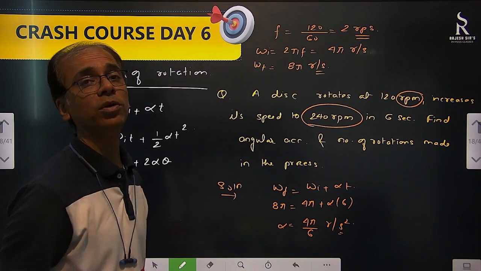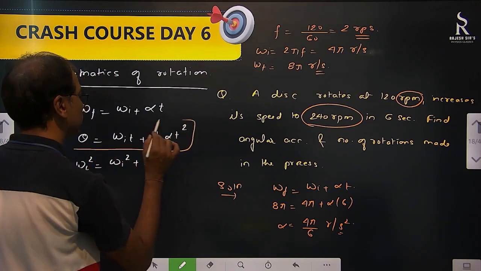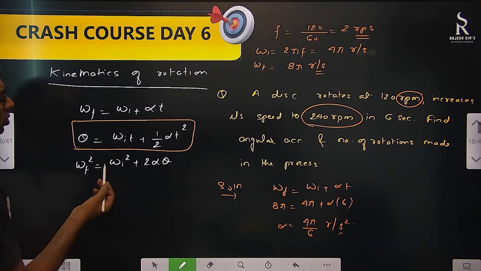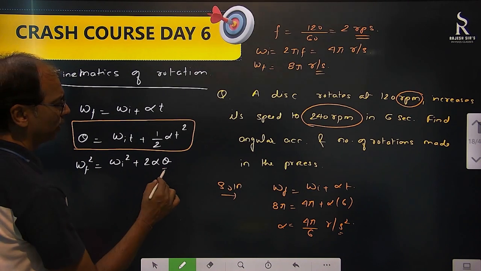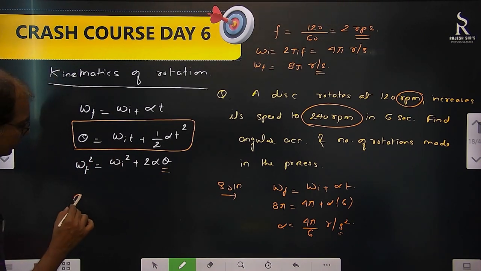Second question is number of rotations. How many revolutions you have made? How to find? Second equation. Just find out how much is the rotation, how much is the angle you have rotated. Third equation also you can do. Omega final you know, omega initial you know, alpha also you know now. Third equation also you can use to find theta, or second equation you can use. It's our wish.